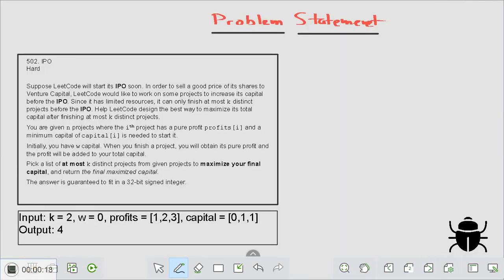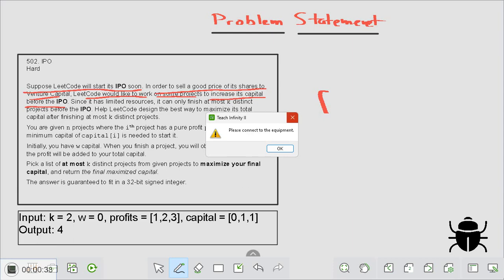This is the problem statement which says that suppose LeetCode will start its IPO soon. In order to sell its shares at a good price to venture capital, LeetCode would like to work on some projects to increase its capital before the IPO. Help LeetCode to design the best way to maximize its total capital after finishing at most K distinct projects.